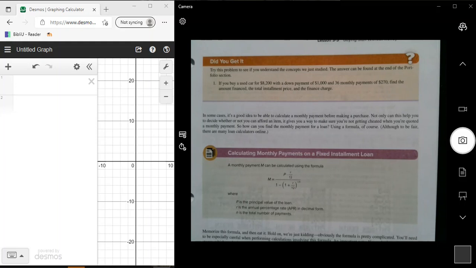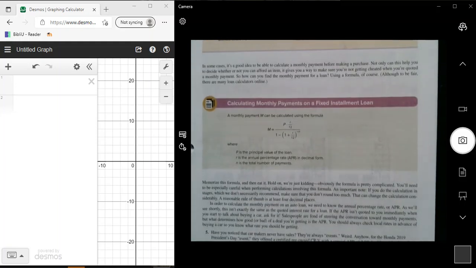So we have our formula here. And we have what each of the letters mean. M, we know would be the monthly payment. P is the principal. R is the annual percentage rate.